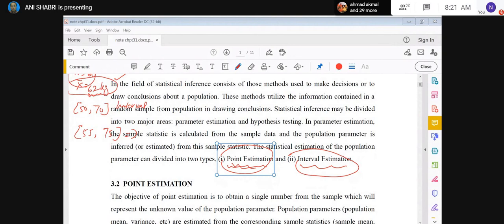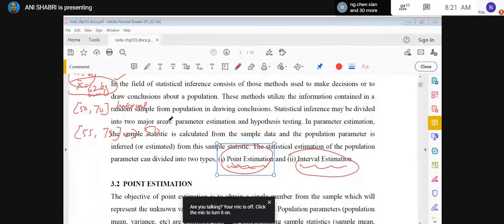Okay, Muhammad Atin. How many percent do you believe that the weight of UTM students is from 55 until 75? Agak berapa persen awak percaya? 50% atau 50% je, tak sure. Sikit je percaya. 50%. Okay. Muhammad Alif, do you believe that the students are between 55 until 75?